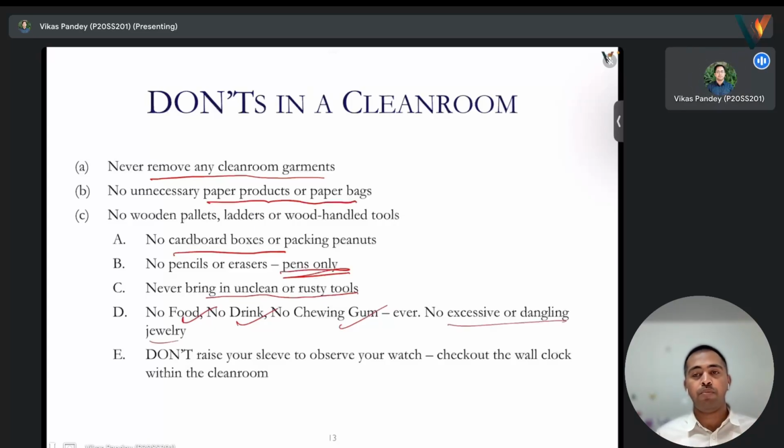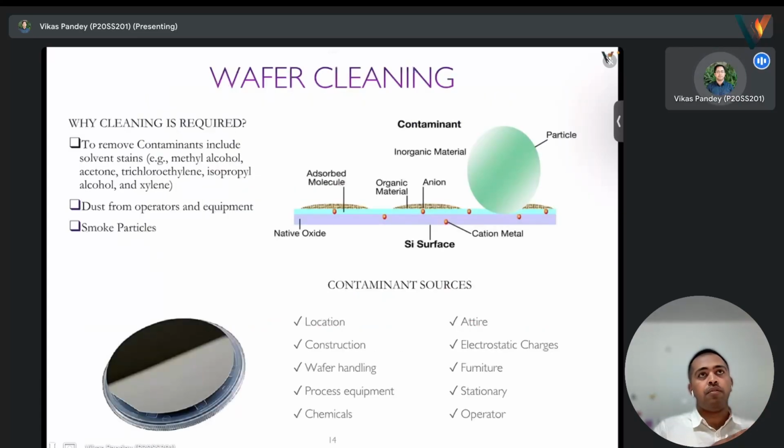This is very important so that you are safe from accidents as well as not contaminating the work there. Don't raise your sleeve to observe your watch. There is always a wall clock kept inside the clean room. You have to check that one. So this we have understood, in what environment it will be done.